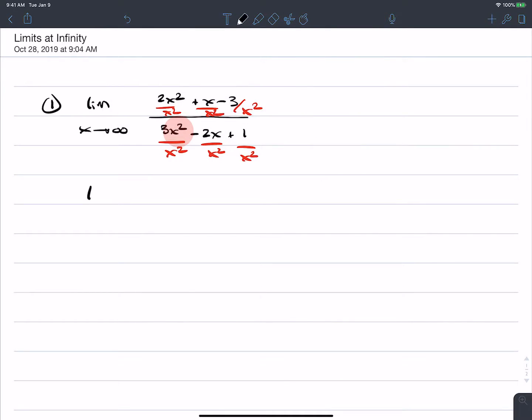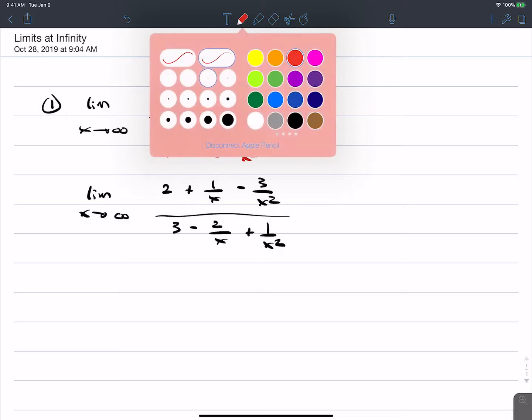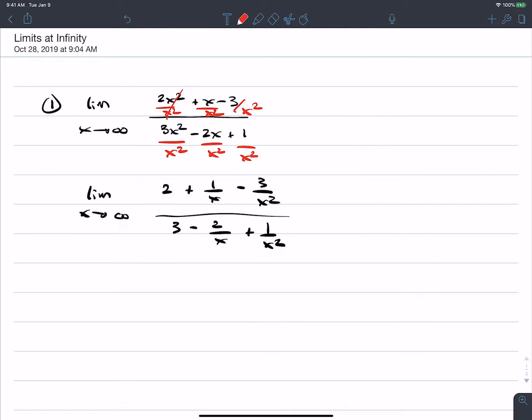So you're going to get now the limit as x goes to infinity, 2 plus 1 over x minus that 3 over what? X squared. You're going to divide by 3 minus 2 over x plus 1 over x squared. Okay, could you guys see that? Okay, so remember there's some cancellation going on here for you. Right, x squared goes away, you got cancellation. This is going to be 1 over x. Cancellation with your x squareds. This is 1 over x, and you got plus 1 over x squared.